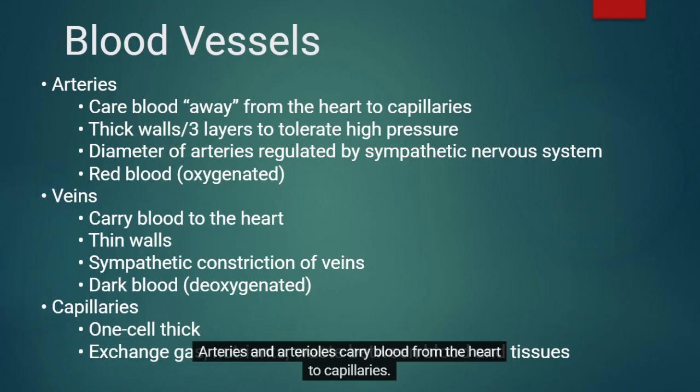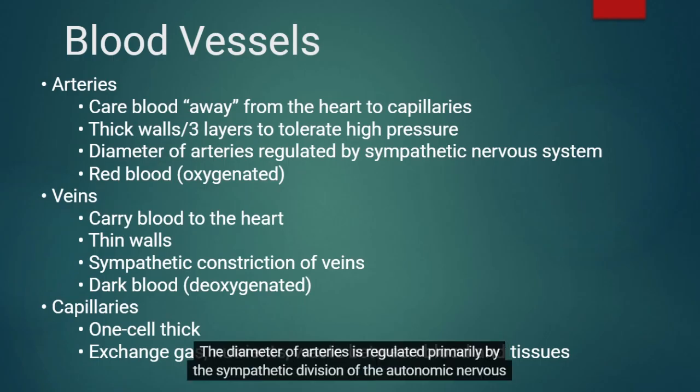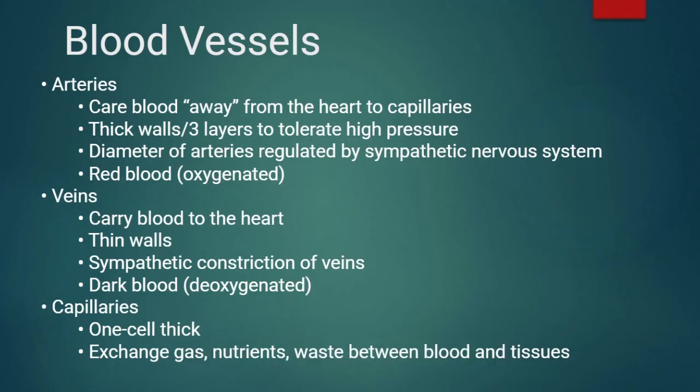Arteries and arterioles carry blood from the heart to capillaries. Their walls are relatively thick and consist of 3 layers. Arteries carry blood under high pressure. The diameter of arteries is regulated primarily by the sympathetic division of the autonomic nervous system. By use of the smooth muscle, the arteries can also alter where the greatest volume of blood is directed.